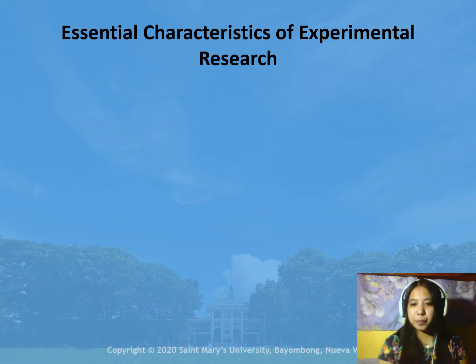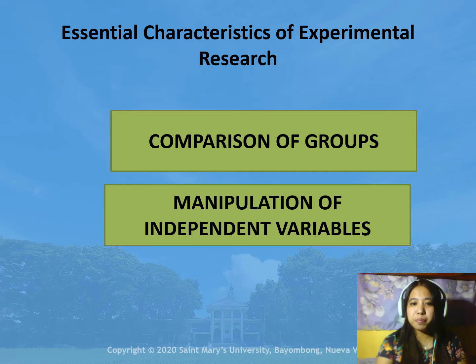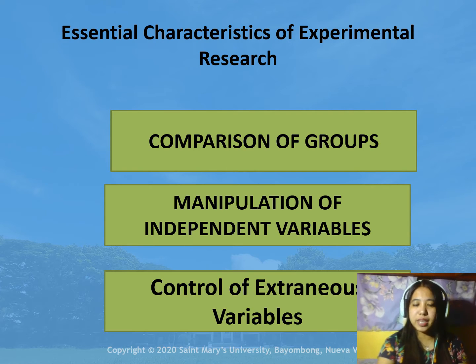As mentioned in our previous lecture, the two very important aspects unique about experimental research is that it is the only type of research that directly influences a particular variable, and it is the best type of testing hypothesis about the cause and effect relationship. So here are the essential characteristics of experimental research. We have the comparison of groups, manipulation of independent variables, and control of extraneous variables.